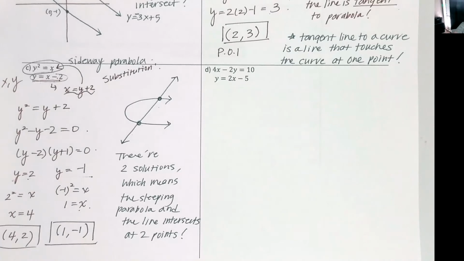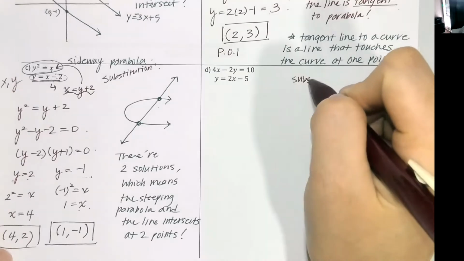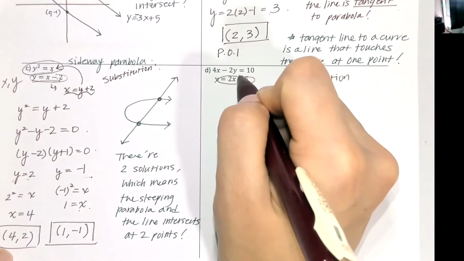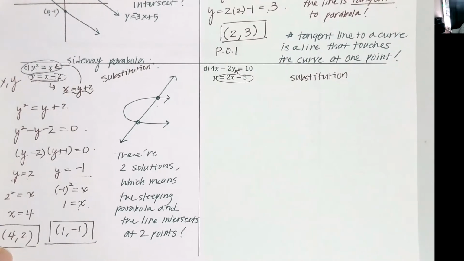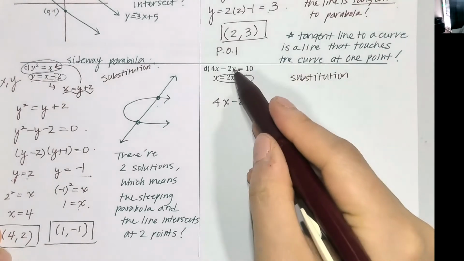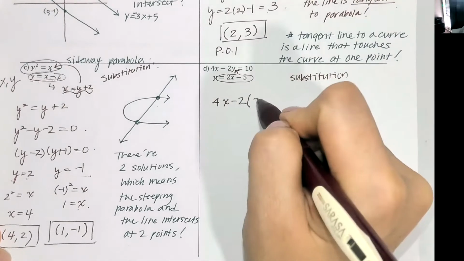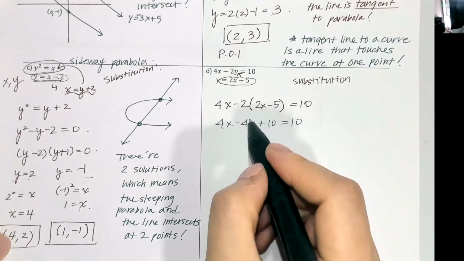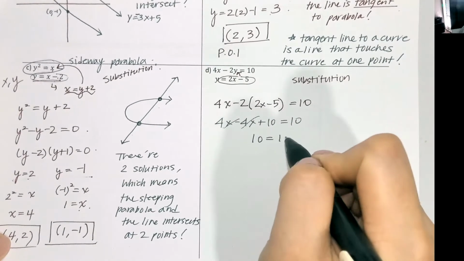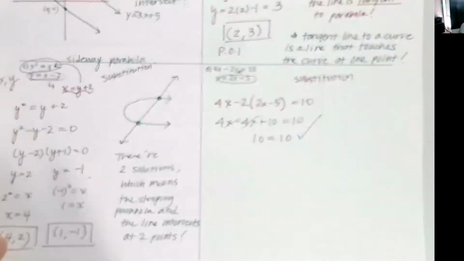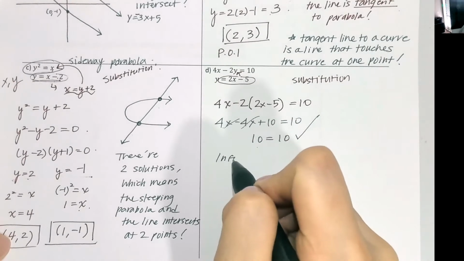Last one. I'm going to use substitution again. Plug the y in the second equation, this whole thing, into the y in the first equation. You can do that. You get 4x minus, and instead of the y, I want to replace that with 2x minus 5, equals 10. The 4x and the 4x cancel out. You end up with 10 equals 10, which is always true. 10 is always the same as 10. In that case, we say that there are infinitely many solutions.